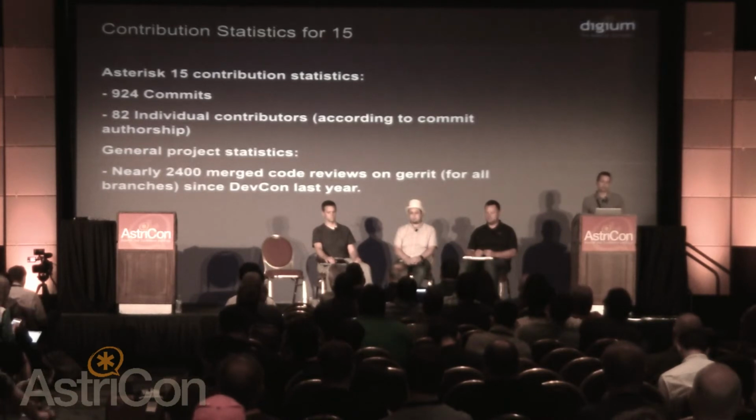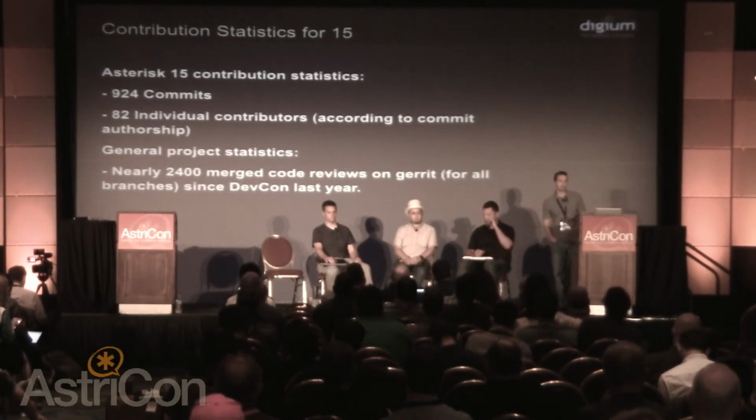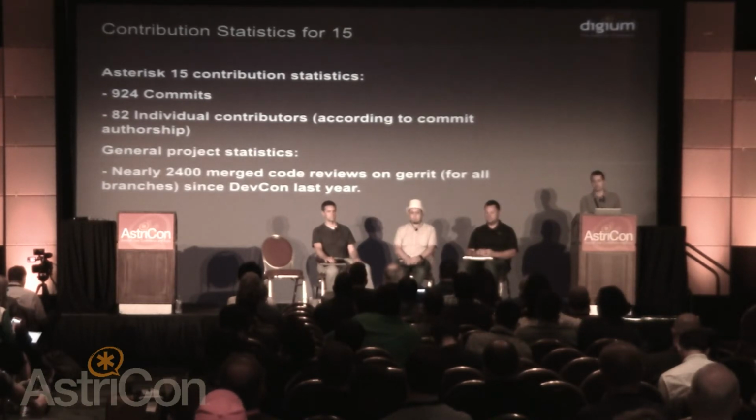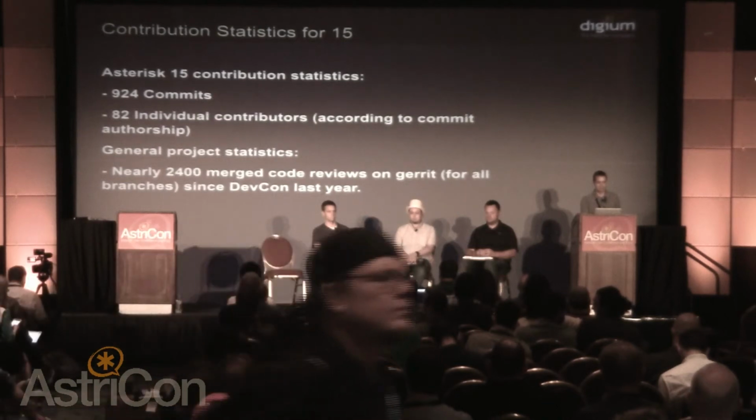And from a general project perspective, because with Asterisk 13 and 14 we allow new contributions to go in as well, if you look at all the branches that receive contributions, 13, 14, and 15, there have been 2,400 different code reviews up on our Gerrit site since last year. And that's pretty amazing from a project perspective.